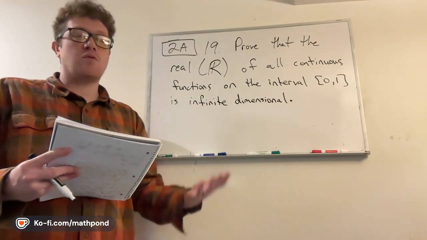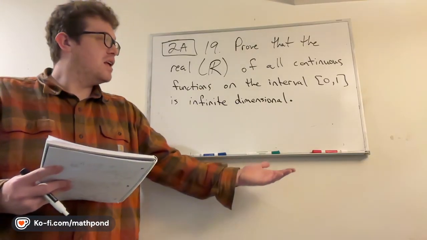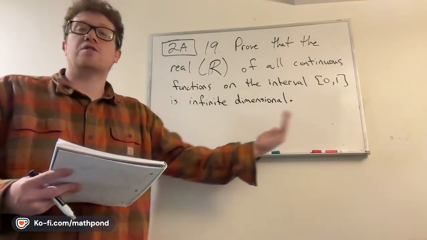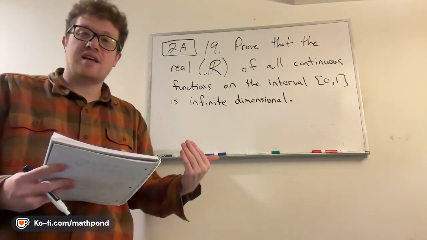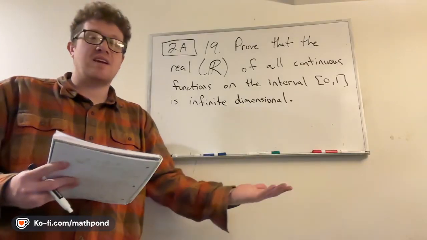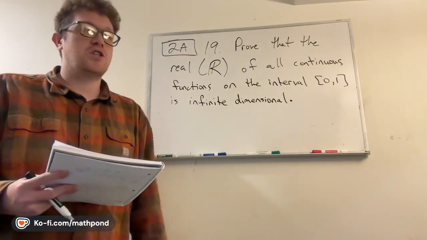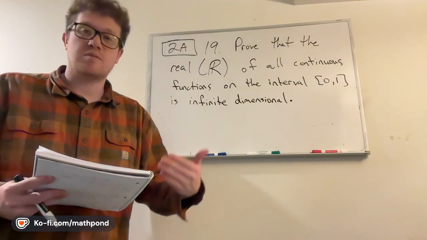Well, he proves earlier that any spanning set is larger than any linearly independent set. So if you can find larger and larger linearly independent sets, the spanning set must be larger than that, and so there can't be any finite spanning set because there are infinitely large linearly independent sets, and the spanning sets have to be larger.